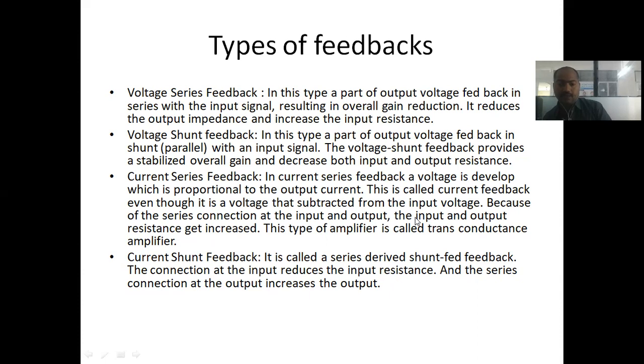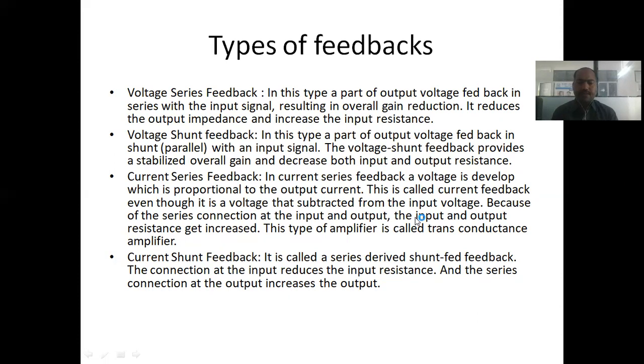So that's why it causes the input impedance and the output impedance to increase. Why does it increase? Due to the application of this voltage and the output coming as a current, because of that there is an increase in the input impedance as well as the output impedance. That's why that value is increased. So because of this increase in resistance, this type of amplifier is called a transconductance amplifier. Transconductance indicates an increase in the impedance, right?